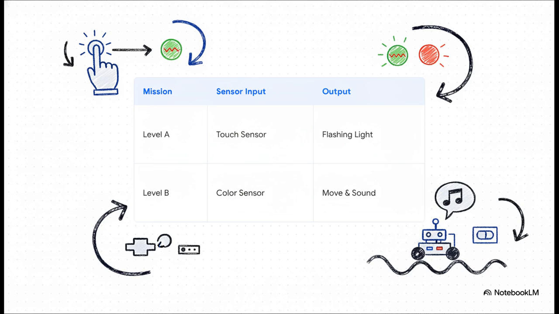For level B, we are swapping the sensor out. Your input is the color sensor seeing a dark line. The output? The robot must drive forward continuously and play a sound whenever it detects that line. You're definitely going to need a loop, and you'll need a switch to toggle between moving silently and playing that sound when the line shows up.